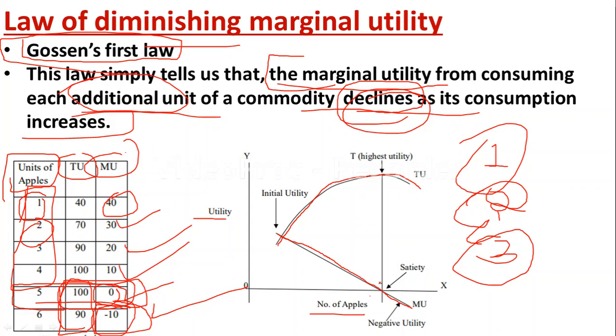So where marginal utility becomes 0, at that point total utility reaches its highest point, and when marginal utility becomes negative, then total utility starts decreasing. So these points you must remember, and this point is known as the satiety point, because this is the highest utility the consumer can derive.